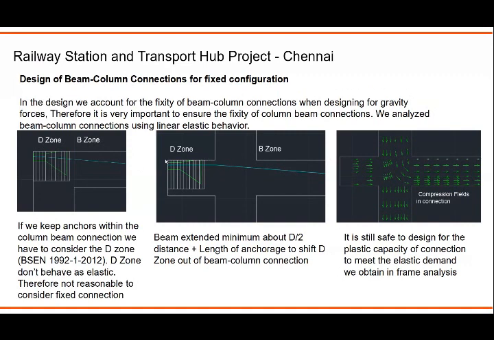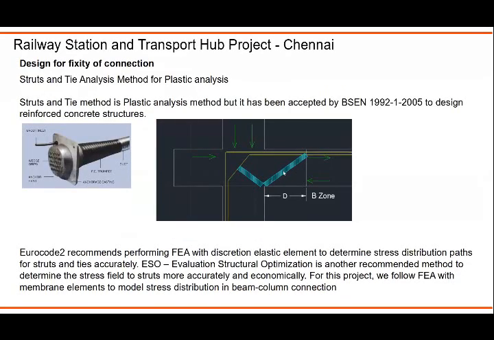Here, what we did is we extended it away from this connection to keep the anchorages. Then we shifted the D zone away from this connection. This connection is very amenable to design using the strut and tie method, because we can't assume that connection as a beam. Therefore, it is more advisable to design that connection following the strut and tie model. You can refer to that video for how to design strut and tie.